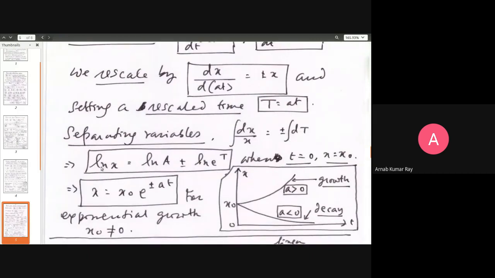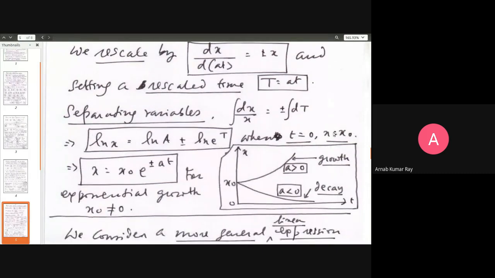So dx by x integrated will give you log x is equal to plus minus T. And then you can introduce a constant log A. And plus minus capital T, I'm writing as log of e raised to T. Log of e raised to T is capital T, basically. So this is just a roundabout way; everything is now in the log form. When t is equal to 0, e raised to 0 will be 1, log of 1 will be 0, and x is equal to x naught. If x is equal to x naught, log A will be equal to log x naught. Therefore, capital A will be equal to x naught. So when t is equal to 0, x is equal to x naught, and x is equal to x naught e raised to plus minus at.